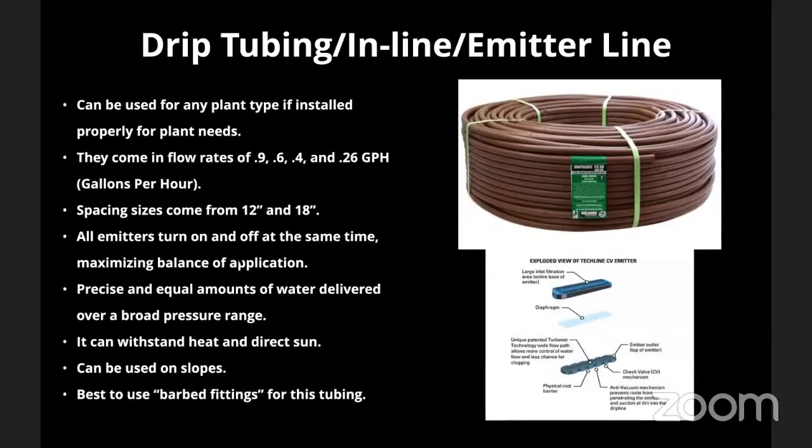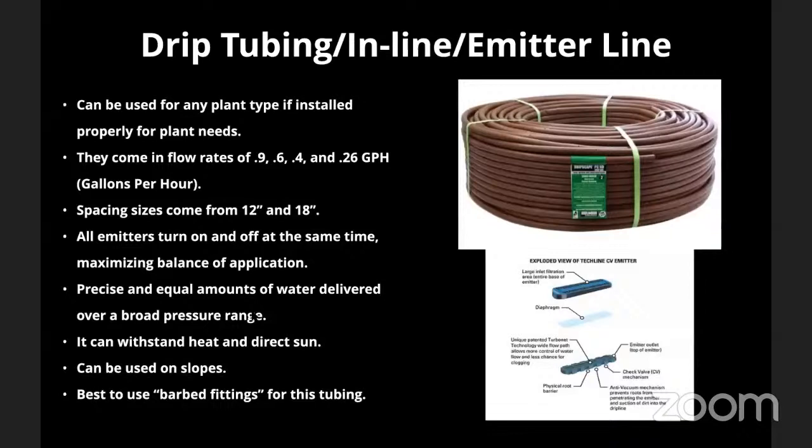All of the emitters generally turn on and off at the same time. You'll hear the system pressure up, you'll hear some air going out of the line, and then everything will start going at the same time. This is the way to get precise and equal amounts of water over a large area and with a relatively broad pressure range. So within a regulated amount, that's not like 100 PSI down to 2, but they can compensate to some degree.